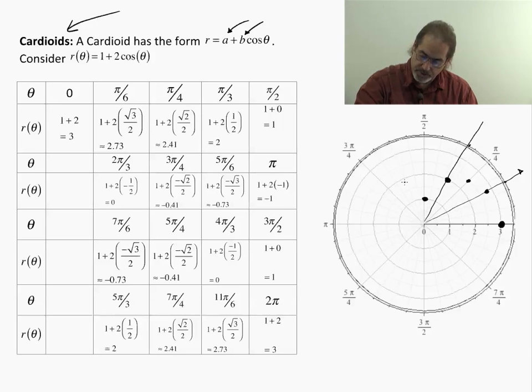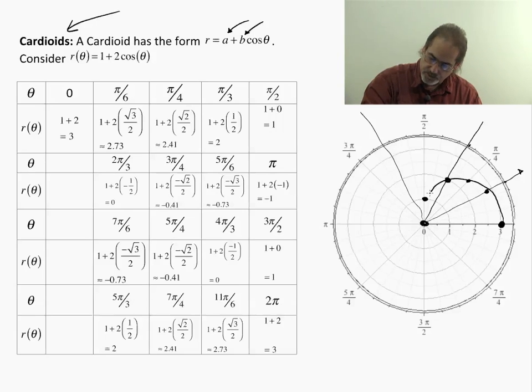At 2 pi over 3, which is roughly here, I'm going to be at 0. So let's start connecting some dots. When I do, I get this sort of a shape. Keep going here. At 3 pi over 4, I'm at negative 0.41. So when I'm at 3 pi over 4, this is 3 pi over 4 in this direction, but my radius is negative. So negative 0.41 is just shy of negative 0.5. So I'm going to be right about here-ish.